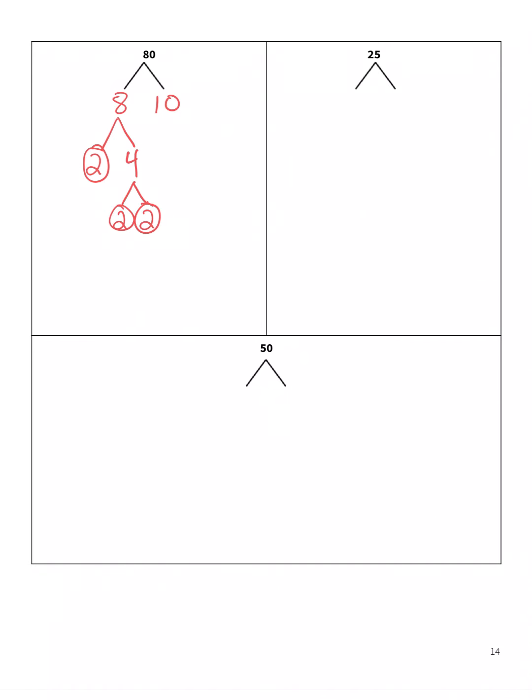Back up to 10. 10 is not prime. What are the factors of 10? Oh, 2 times 5. 2 and 5 are prime, so I circle them. Now I need to count how many 2's do I have. 1, 2, 3, 4. So it's 2 to the fourth power times how many 5's? Just 1 times 5.